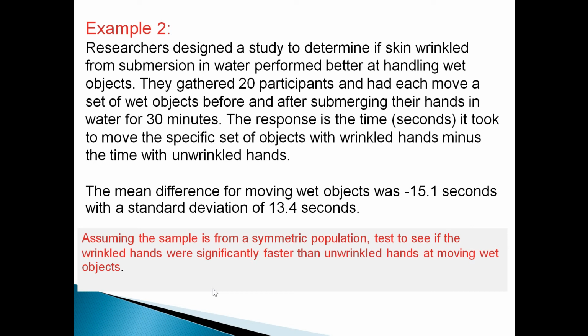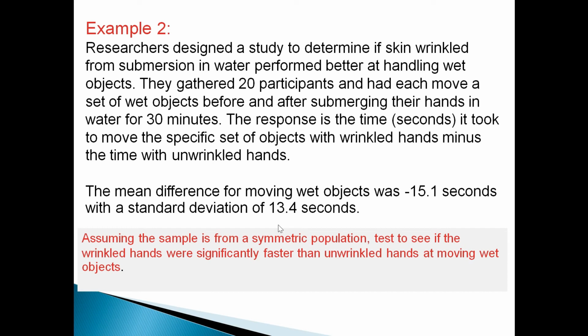The response is the time it took to move the specific set of objects with wrinkled hands minus the time with unwrinkled hands. The mean difference for moving wet objects was -15.1 seconds, with a standard deviation of 13.4 seconds. Assuming the sample is from symmetric population, test to see if the wrinkled hands were significantly faster than unwrinkled hands at moving wet objects. Now, since we are trying to prove something, I need to perform the hypothesis tests format.